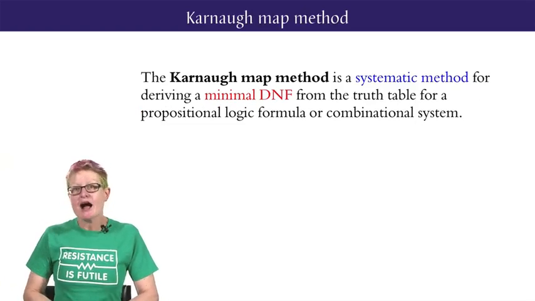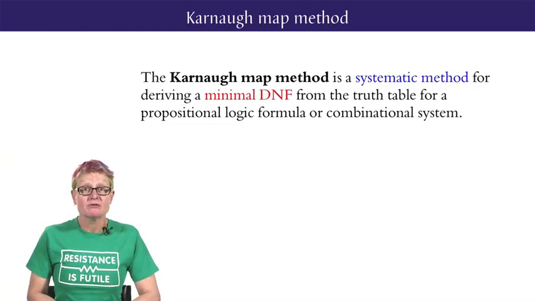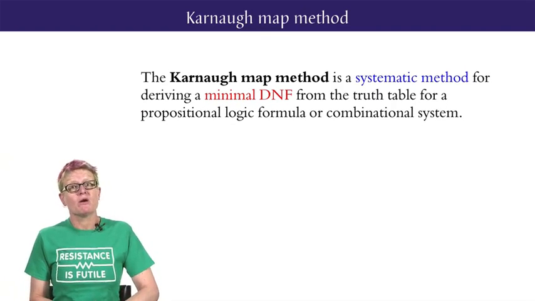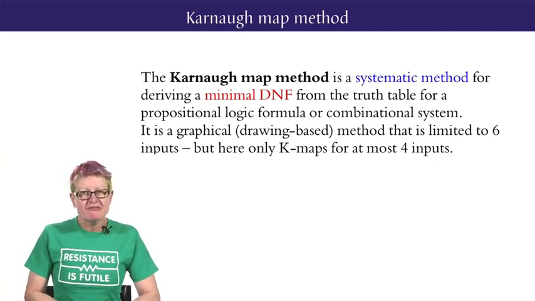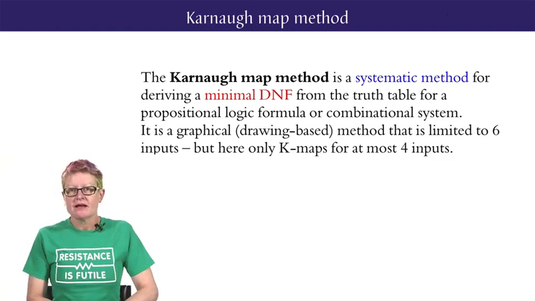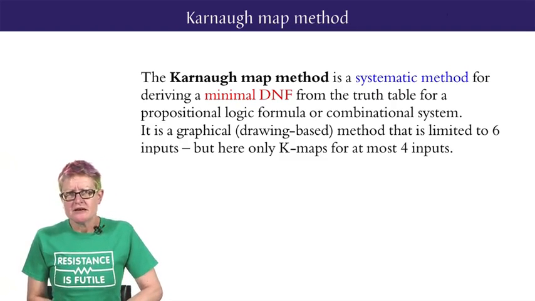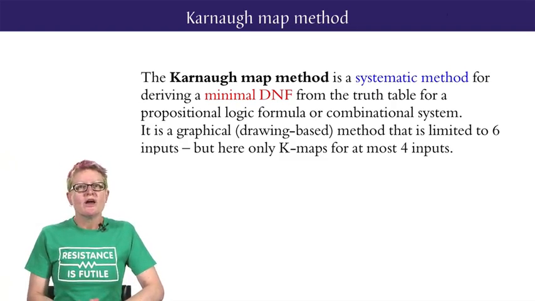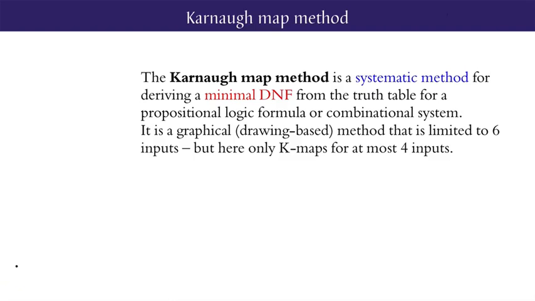The Karnaugh map method is a systematic method for finding a minimal DNF logic formula from the truth table for a propositional logic formula or a combinational system. It is a graphical, drawing-based method limited to 6 inputs or atomic propositions. Karnaugh maps are called K-maps for short. We'll only see K-maps with 3 or 4 inputs.